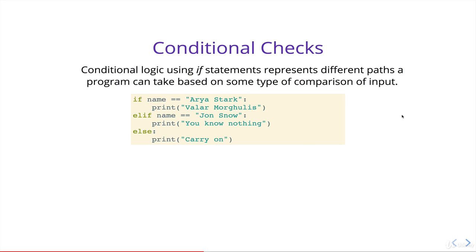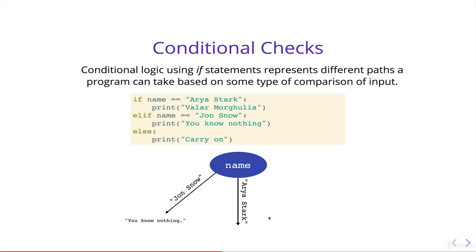So we have 3 possible outcomes in this single program, depending on what name is defined as. If it's Jon Snow, we get "you know nothing" printed out. If name is Arya Stark, we get "Valar Morghulis." It's a little like a catchphrase thing. I think it means all men must die. Otherwise, which I'm representing by a star just to mean anything else, we get "carry on."